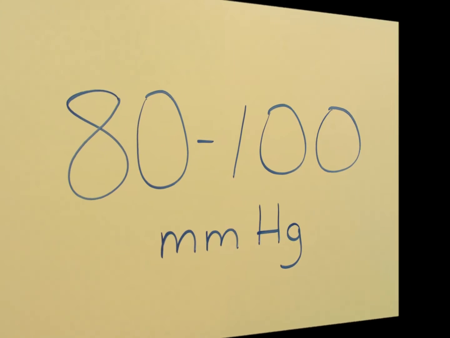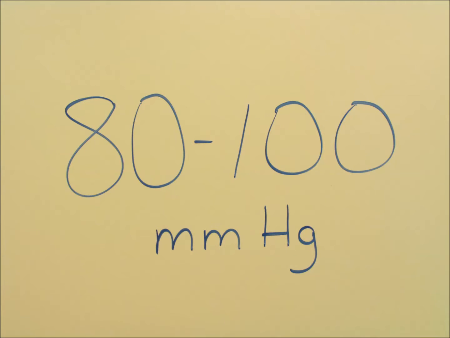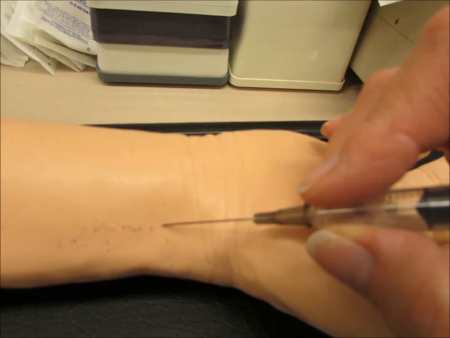Well, our body is happy with 80 to 100 millimeters of mercury of oxygen in the blood. We can check this level by drawing an arterial blood gas to measure the amount of oxygen in the blood. This is very accurate, but can be painful due to the needle used to draw the blood.